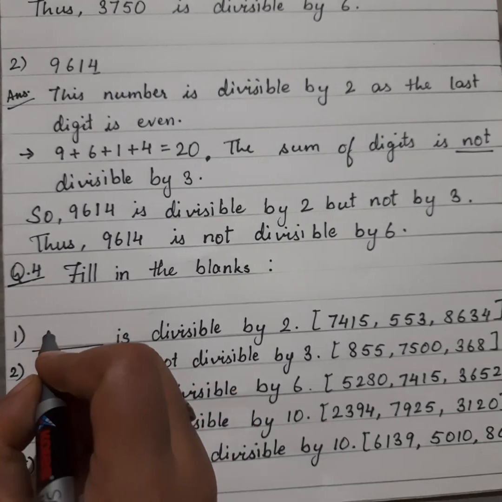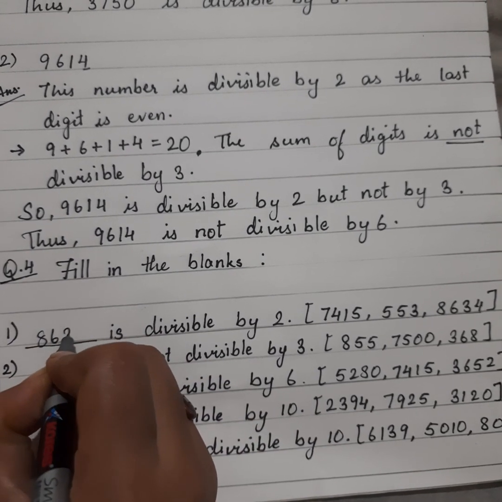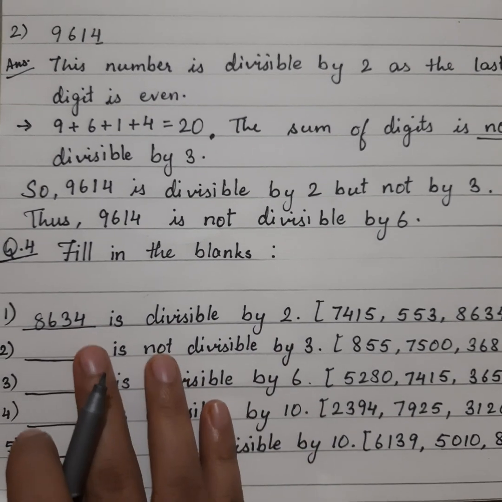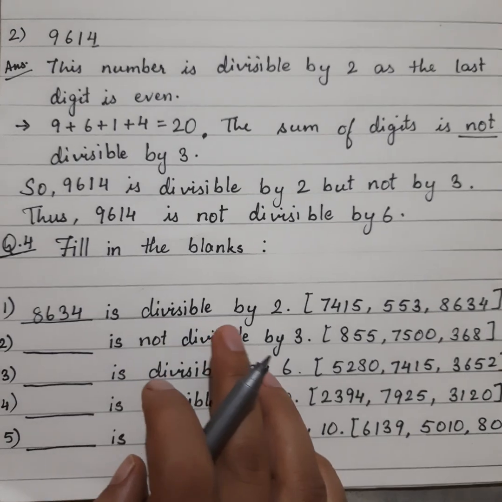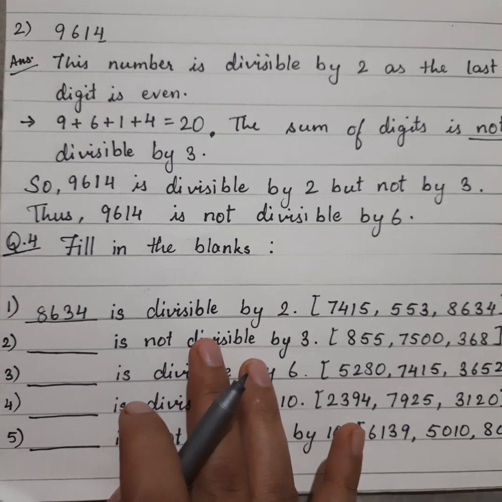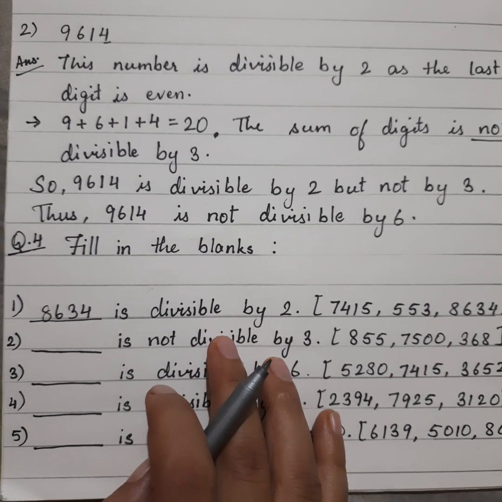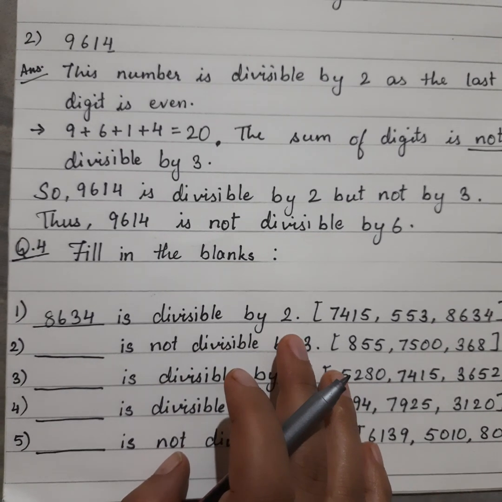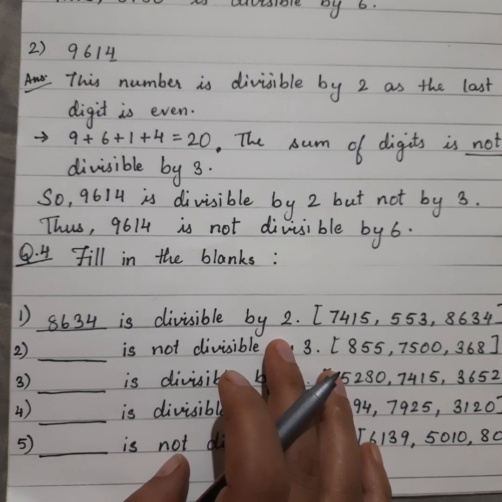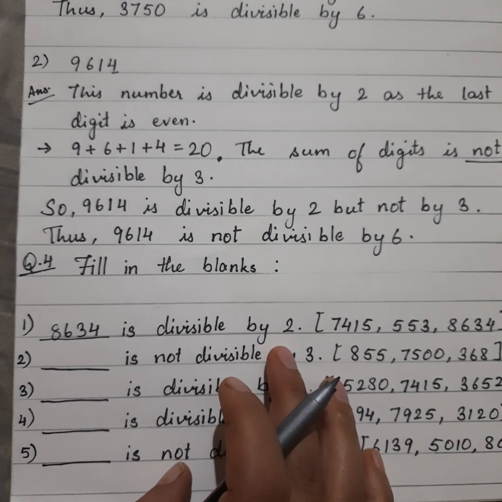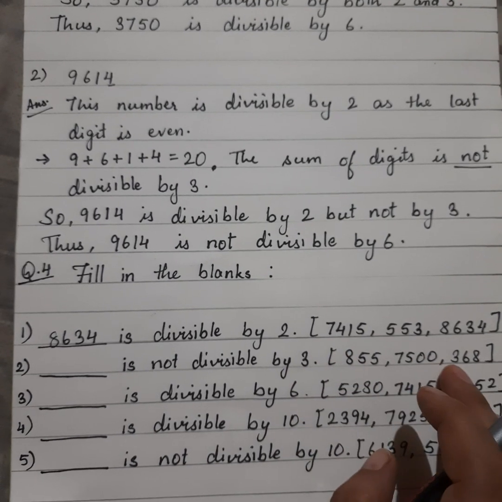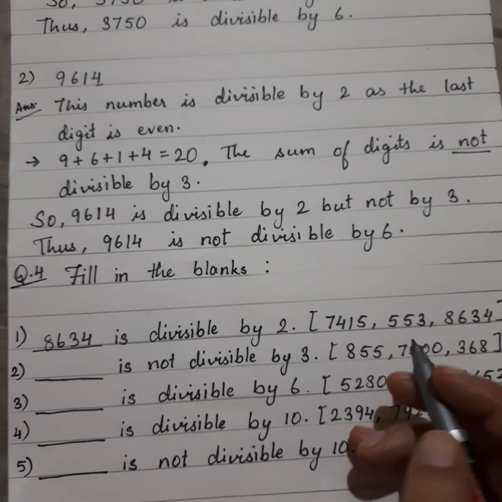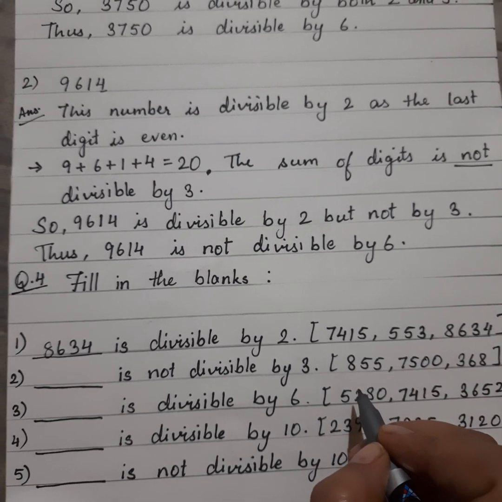So we can say 8634 is divisible by 2. Then next is dash is not divisible by 3. Divisibility by 3, we have seen in that rule that the number on adding should give 3 or it should be a multiple of 3. So for this you have to do the calculation of these, means you have to add all these numbers. So I am just writing as a rough here.